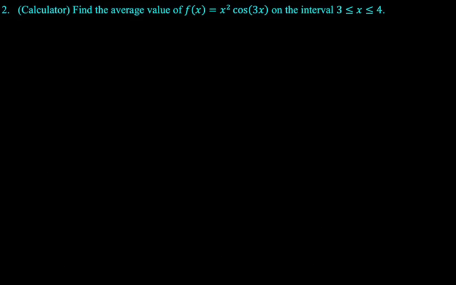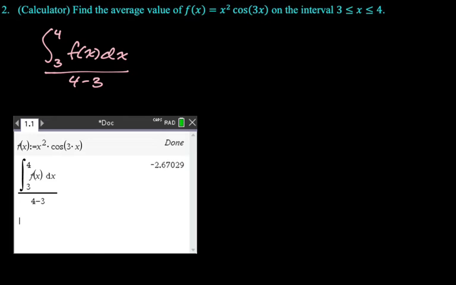Calculator question. Find the average value of f of x, which is x squared cosine of 3x on the interval from 3 to 4. So average value is just integral divided by interval. So I'm going to write that down. The integral of f of x dx over 4 minus 3. It's a calculator problem, so I just grabbed a calculator and punched it in. And then I'll say approximately negative 2.670. I always go 3 decimals, even if the last one is a 0. I like to be able to visually check that everything is at minimum as long as it should be.